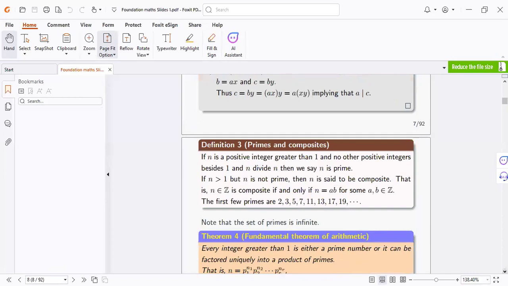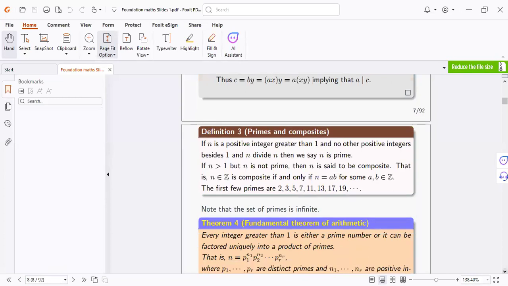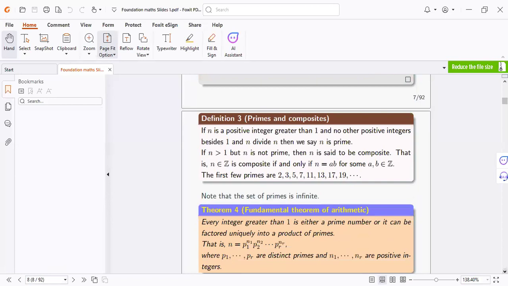Now, just before we go to the application, I've also defined what a prime number is and what a composite number is. I've said that a number should be positive. That number will be said to be prime if its only divisors are 1 and itself. For instance, the smallest prime number is 2. The only numbers that can divide 2 are 1 and 2 itself.